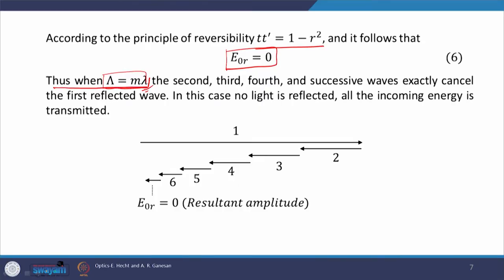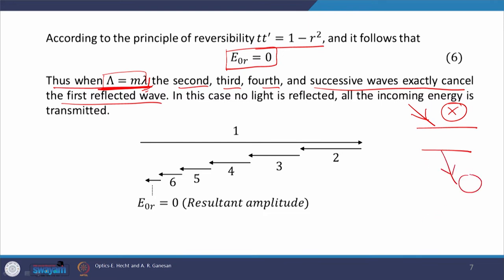Now, thus, when the optical path length difference is an integral multiple of lambda, the second, third and fourth, these successive waves, they exactly cancel the first reflected wave, okay? And therefore, we will not get any light in the reflected arm, okay? All the energy would be transmitted, yeah? This is the film, we launched some light, and there is nothing in the reflected arm, everything is getting transmitted, whole energy will appear here, unless there is some absorption within the film.